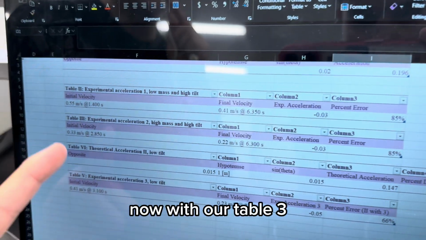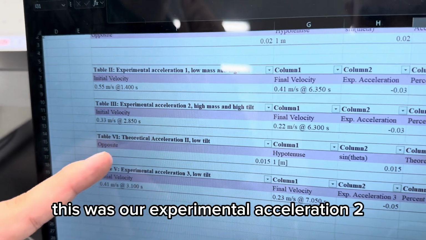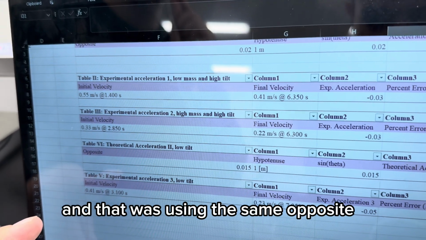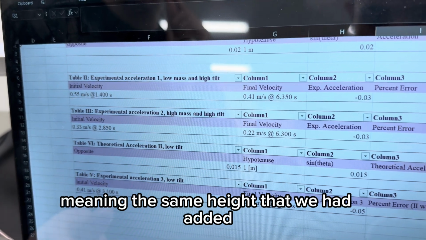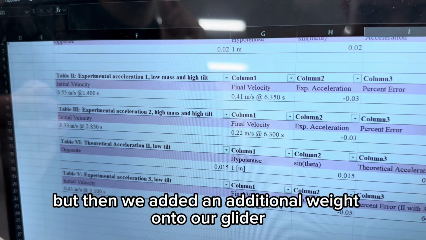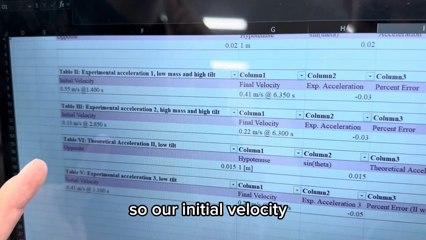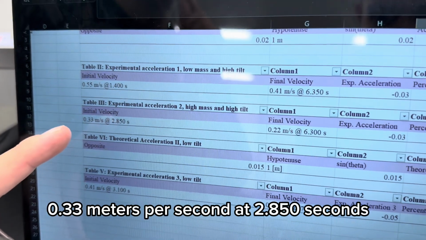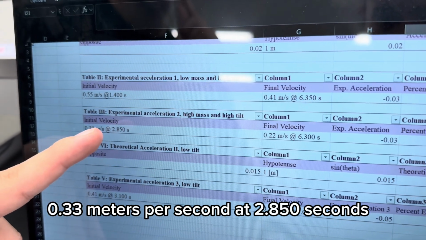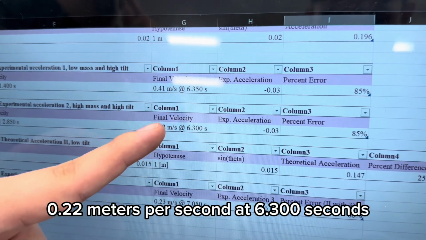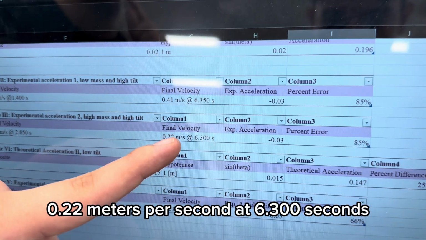Now with our table 3, this was our experimental acceleration 2 that had a high mass and high tilt, and that was using the same opposite, meaning the same height, but then we added an additional weight onto our glider. So our initial velocity when we did the experiment was 0.33 meters per second at 2.850 seconds, and our final velocity was 0.22 meters per second at 6.300 seconds.